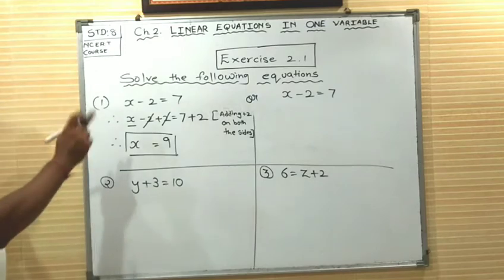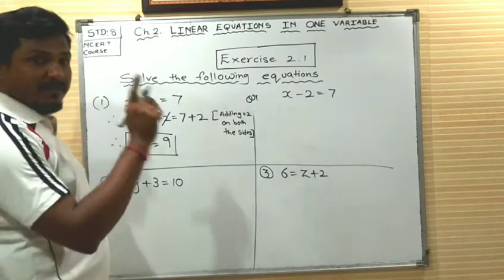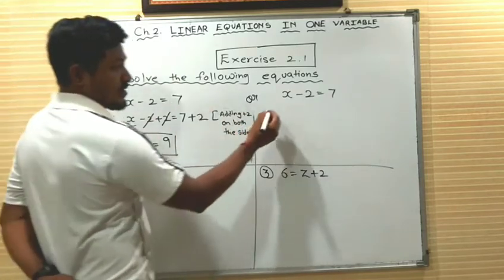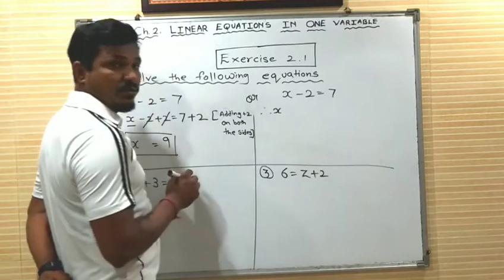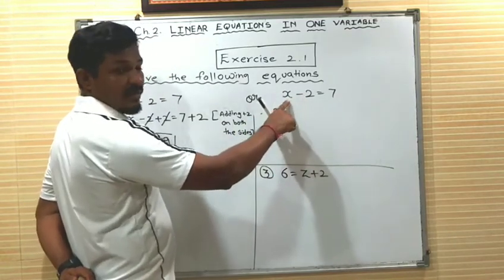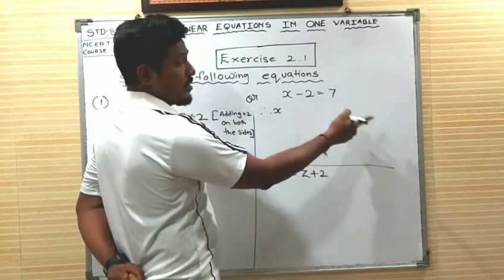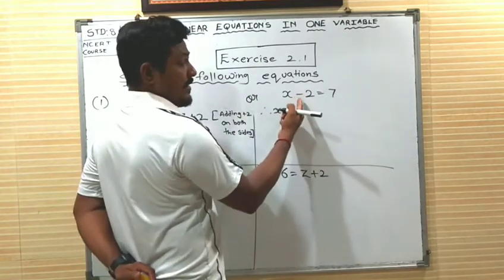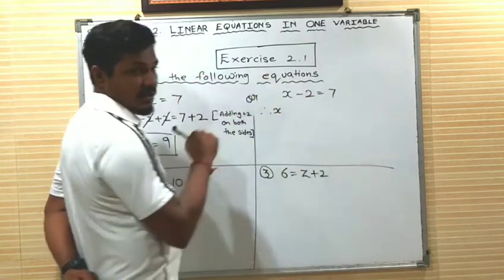Now same sum I will show you by another method. It is known as transposing method. Now see, in transposing method, what you need to do is you have to take whatever number with variable, you have to take it on right hand side. Suppose if negative number is there, while transposing it will become positive.